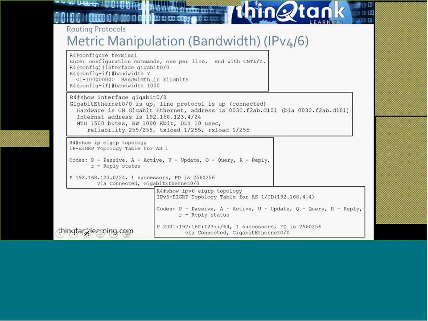So the bandwidth in this case, and by the way, just because I make the bandwidth 1,000 kilobits a second doesn't mean that the throughput is 1,000 kilobits a second. I'm not making my gig interface act like a 1 meg interface. In other words, it just changes the math. It changes how QoS analyzes the interface. It changes how metrics analyze the interface. For example, I can take a 1.544 megabit per second link and make it look like a terabit link. That doesn't mean all of a sudden I've turned my serial link into a terabit link, right?